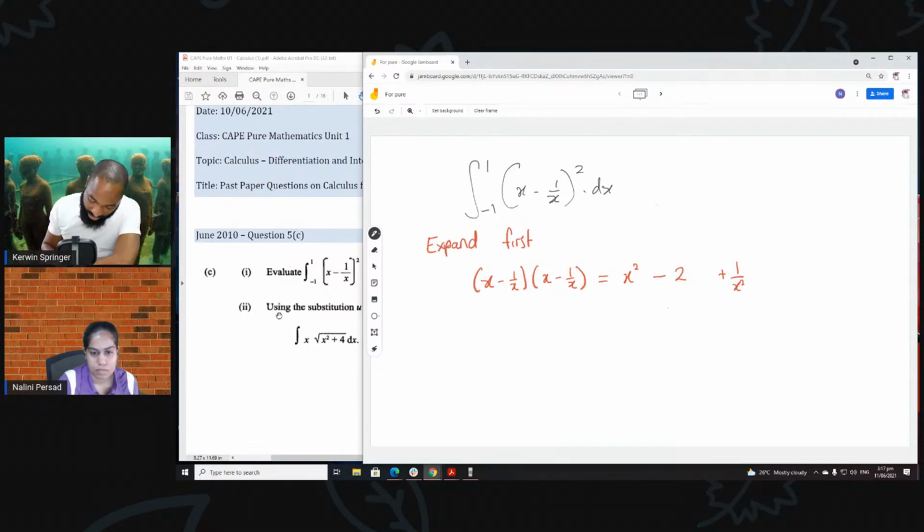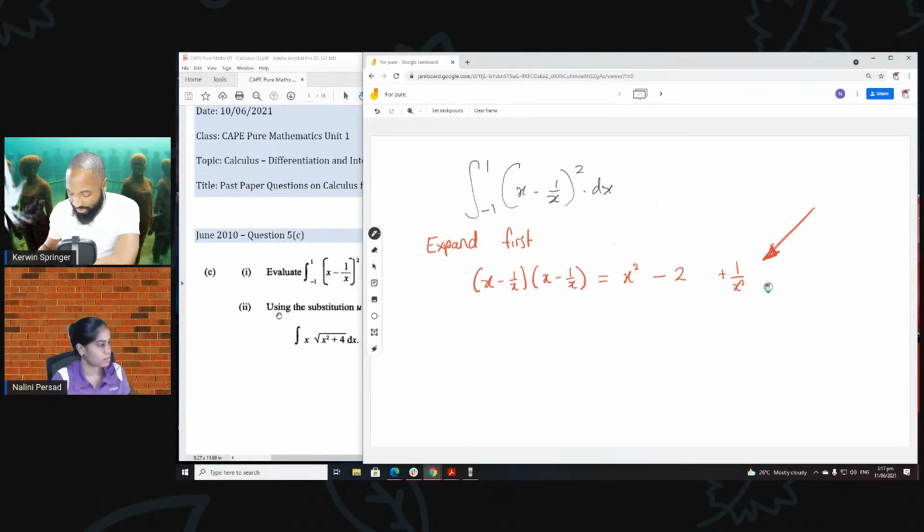Yeah, because I'll get x by x, I mean, x by negative 1 over x, which will be negative 1. And then I'll get another negative 1 here. So I'll get negative 2. So when I expand, this is what I get. What y'all think about that? So this is the first order. I expand. Then this is easier to integrate. So I expand first, then integrate.